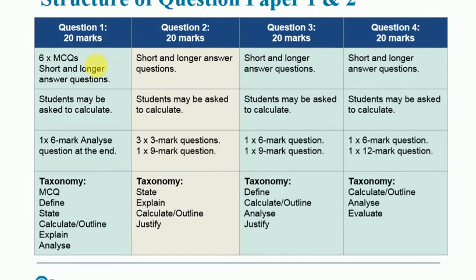There's a rundown of your question 1, question 2, question 4. So for example, question 4 is where your 12-mark question will be hiding at the end of the paper, and that's your evaluation. A little bit of evaluation in question 3 also in the 9-marker, justify. And obviously your 1 marker, that's your 6 multi-choice questions, more knowledge-based taxonomy in question 1.